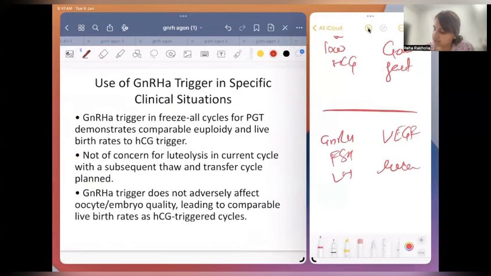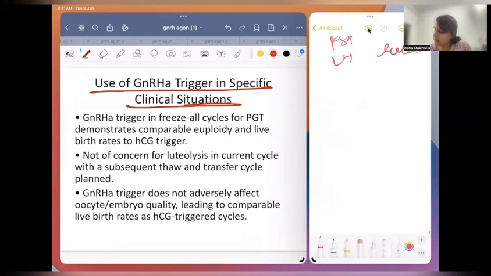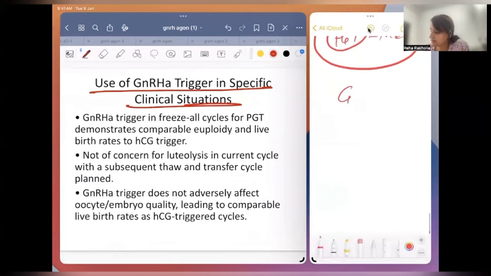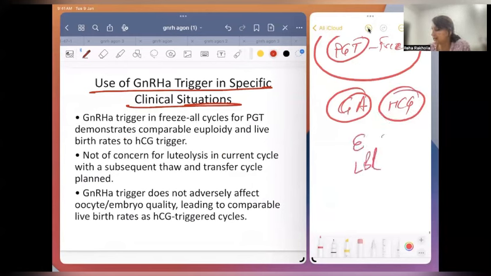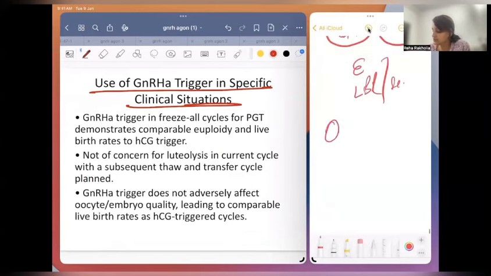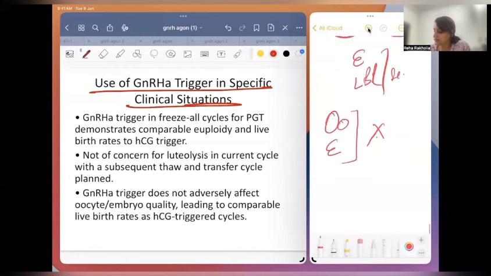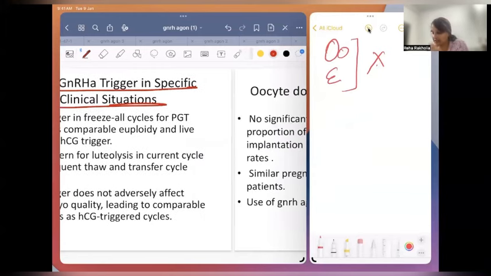Use of GnRH trigger in special clinical situations, like PGT. In PGT we have to do freeze-all, already discussed. With GnRH agonist and HCG in PGT, euploidy and live birth rate are similar. We know there is no effect on oocyte quality and embryo quality with GnRH.